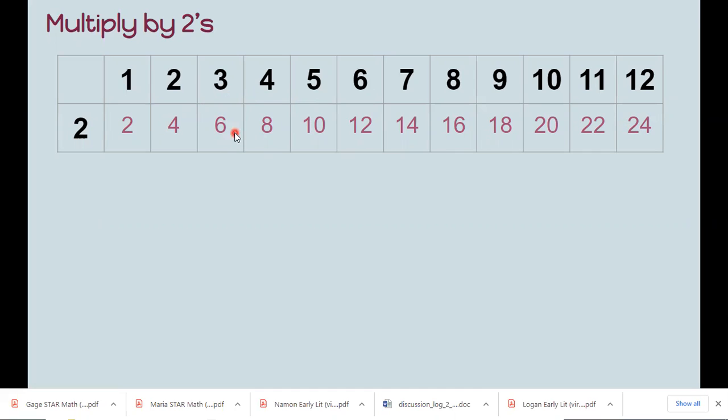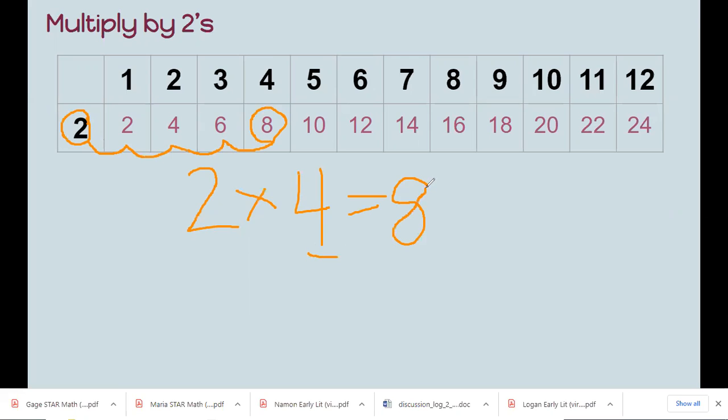Okay? Another way you could do this is look at jumps on the multiplication chart. And we're going to go across. So let me show you what I mean. If I have the problem of 2 times 4, I want to find the product of two groups of 4. I'm going to go to my multiple or factor of 2, and I'm going to do 4 jumps. Jump 1, jump 2, jump 3, jump 4. I have my product of 8. 2 times 4 equals 8.